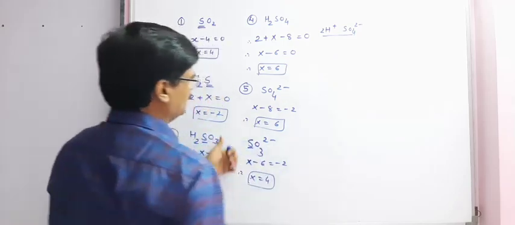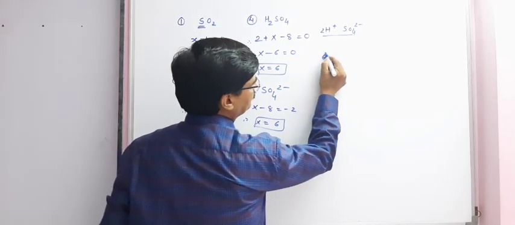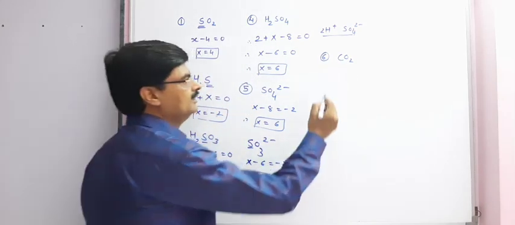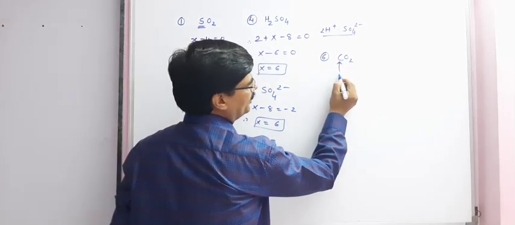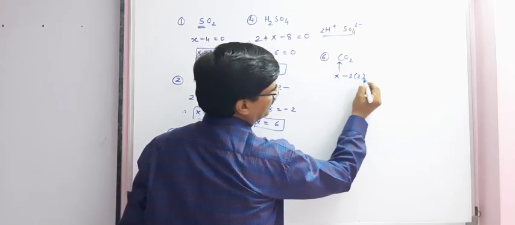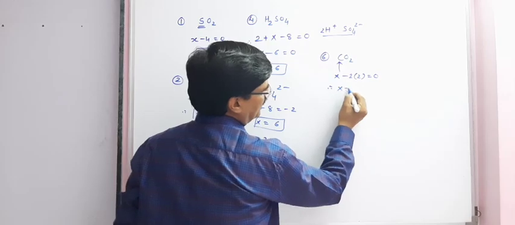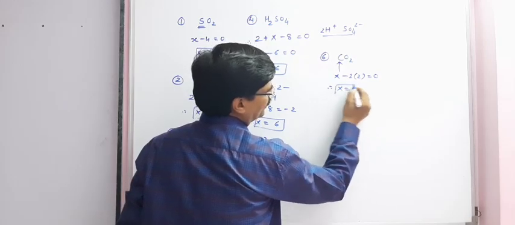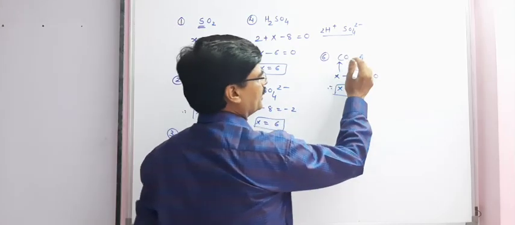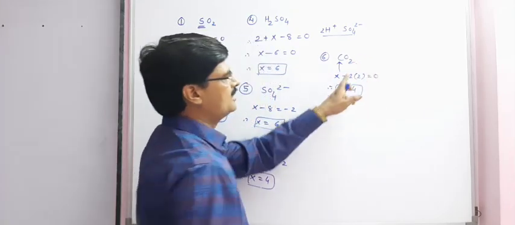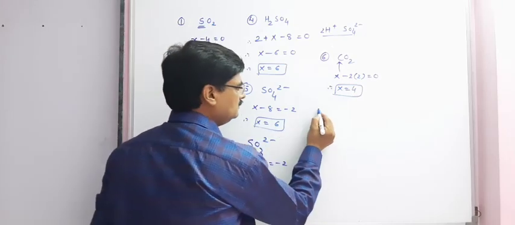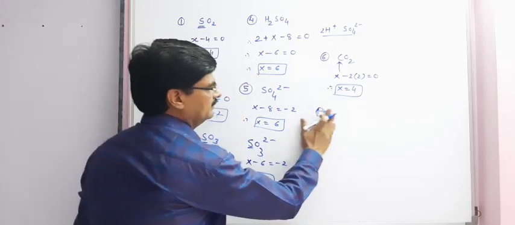Take a few more examples. Suppose CO2, carbon dioxide. In carbon dioxide, say for carbon X and for oxygen -2 times 2, that is -4. Therefore, X minus 4 is equal to 0. For each oxygen, we have -2 oxidation state. Therefore, X is equal to 4.